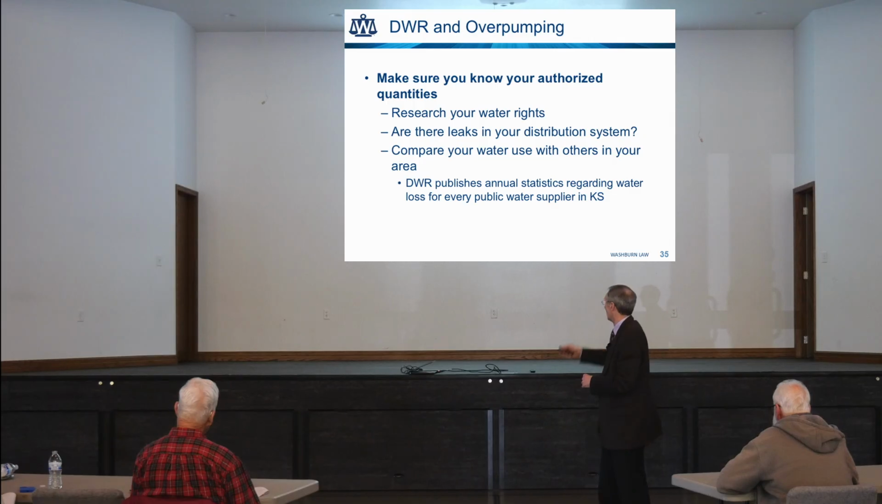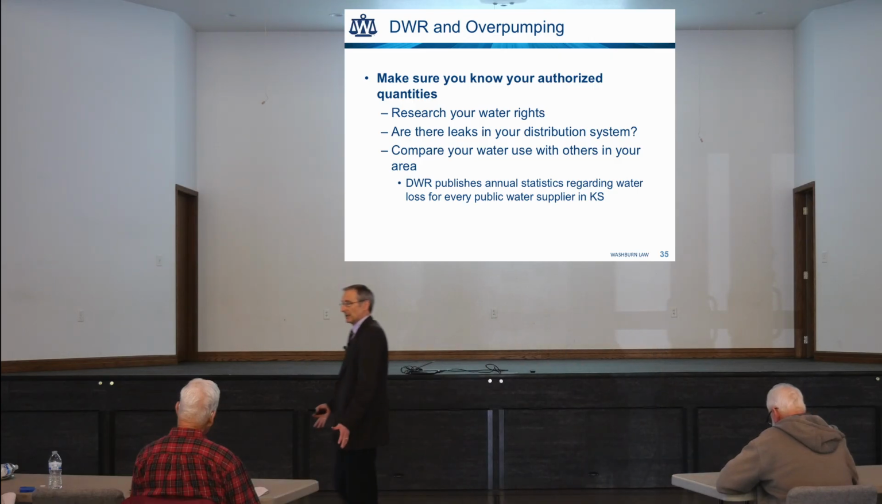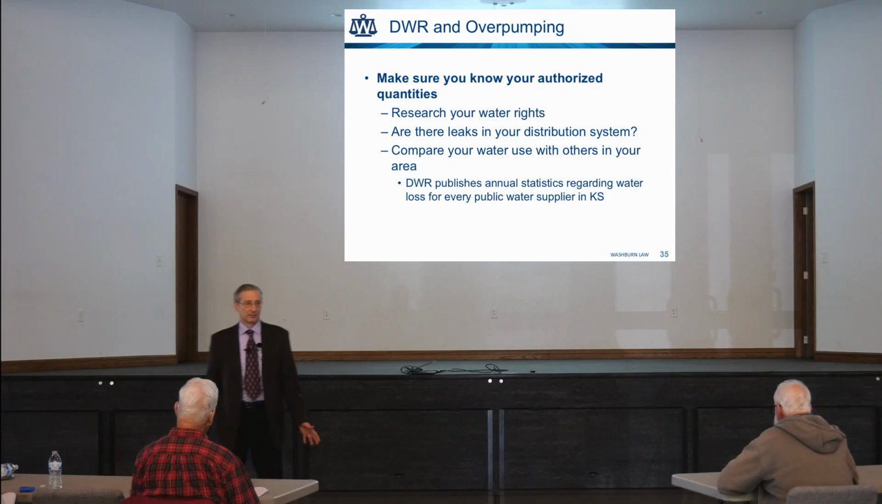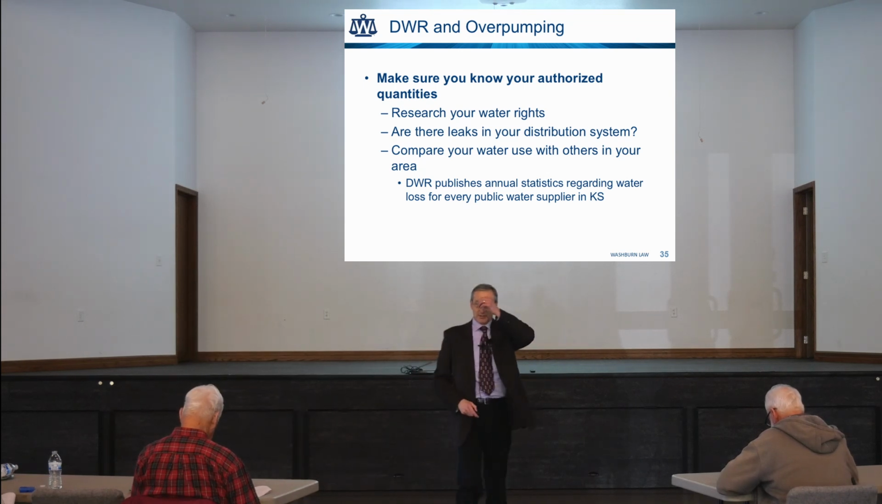And you say, well, how do I do that? Well, the Division of Water Resources publishes annual statistics regarding water loss for every public water supplier in Kansas. So you want to kind of check that out and see where you're at. Are you in the norm, or are you high, or are you low? If you're high, then you might have a problem in your system. Okay. All right, that's Kansas specific. Any questions on that?